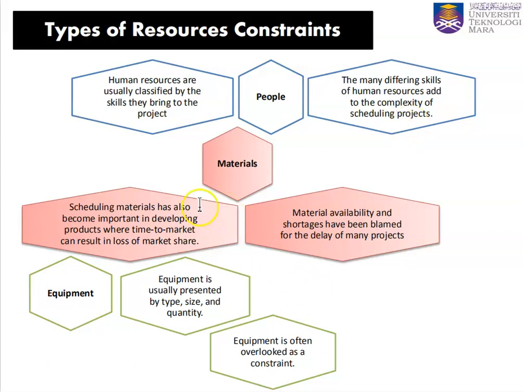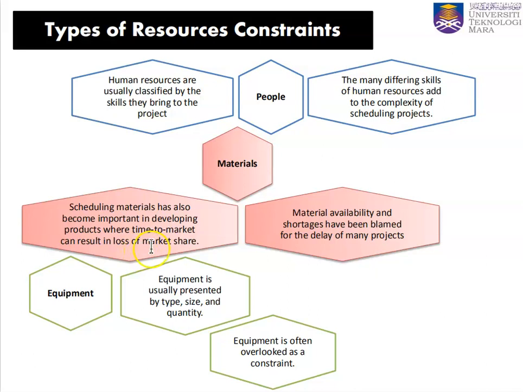The second one is materials. Scheduling material is also very important in developing products. Not having enough raw materials, not enough materials to be used during our process, will hinder the time to market of our product. Shortage of availability has been blamed for the delay of many projects before this.